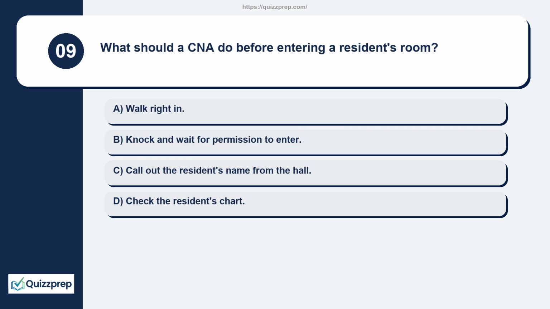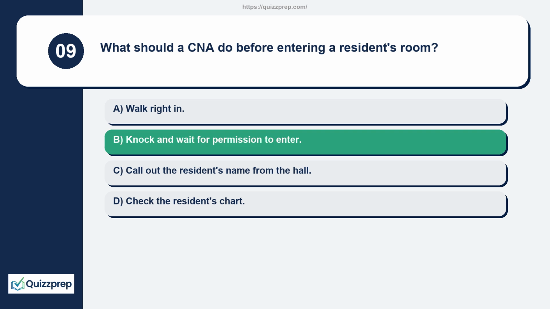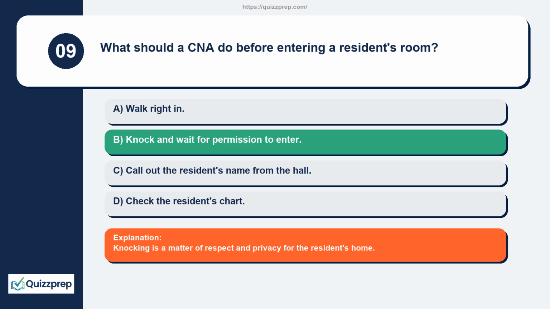Question 9. What should a CNA do before entering a resident's room? Walk right in, knock and wait for permission to enter, call out the resident's name from the hall. Check the resident's chart. Knocking is a matter of respect and privacy for the resident's home.